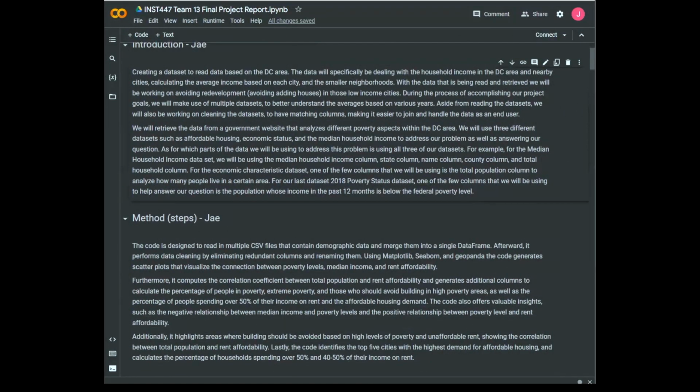So this project creates data sets analyzing household income in DC and the nearby cities to prevent redevelopment in low-income areas. The team retrieves the data from government websites, cleans and matches columns, and includes data like median income, state name, county, total households, total population and the poverty levels.